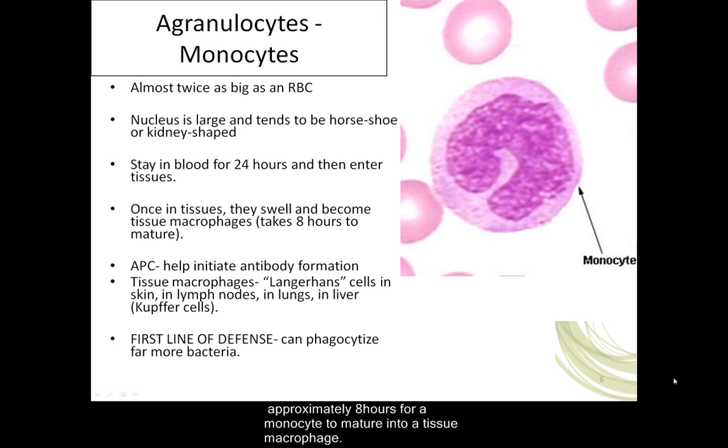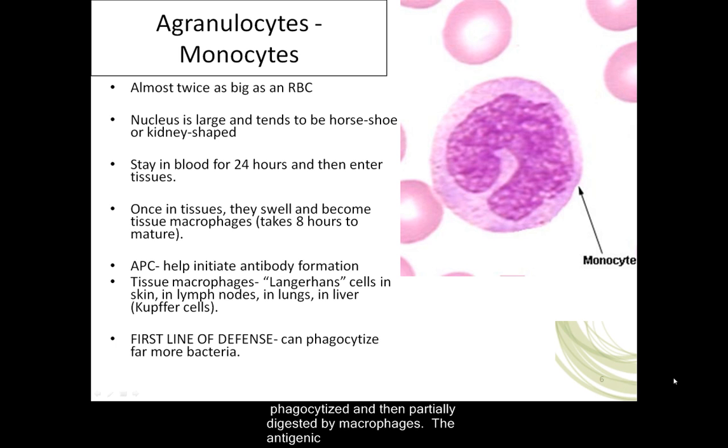It takes approximately 8 hours for a monocyte to mature into a tissue macrophage. Macrophages are considered to be antigen-presenting cells. This means they help activate other white blood cells.